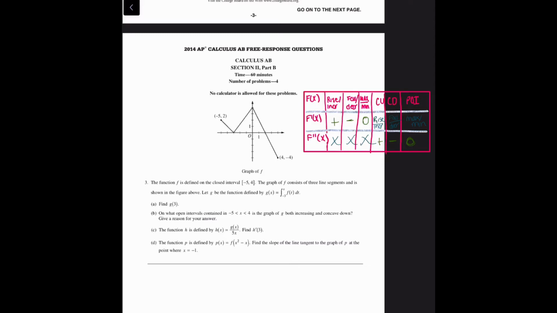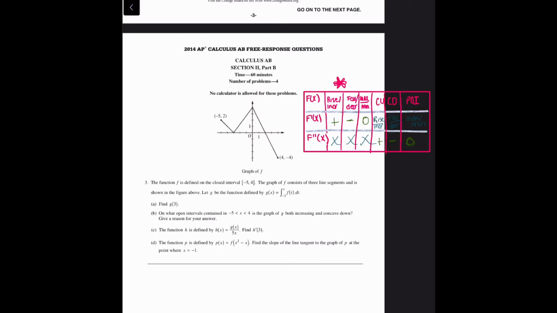Okay, this is problem number 3 from 2014 AP Problems. The first thing I notice when I look through A, B, C, and D is that they're going to ask for where the graphs are increasing, decreasing, concave up, concave down. So the first thing I'm doing is drawing this chart right here on my paper so I can refer to it just to have my answers there quickly.